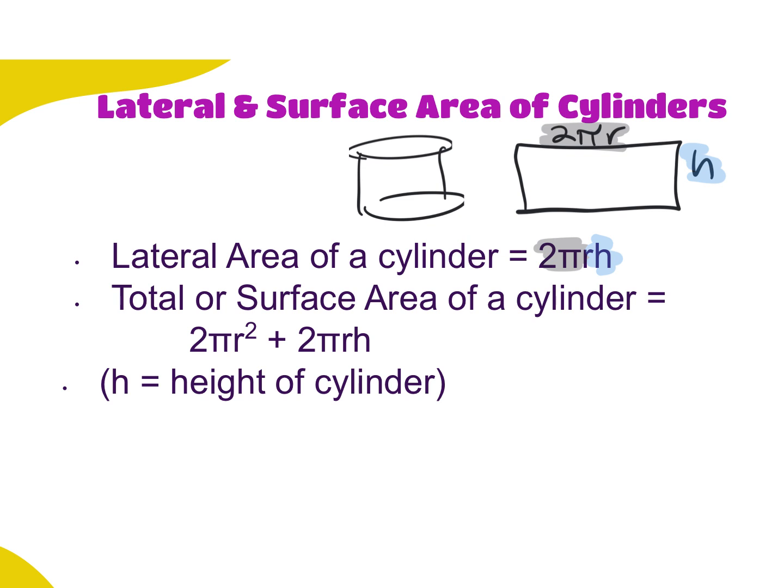Then for total surface area, notice both bases are circles. So that's why it's 2 pi r squared. And then you had your lateral area, which is the 2 pi times radius times the height, where h in this formula is going to be the height of the cylinder.